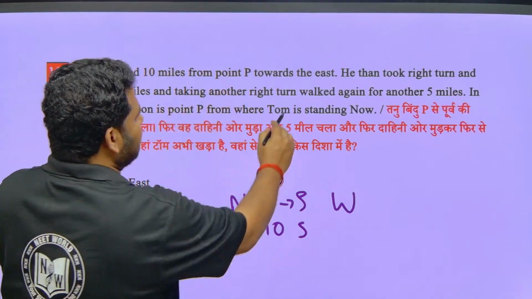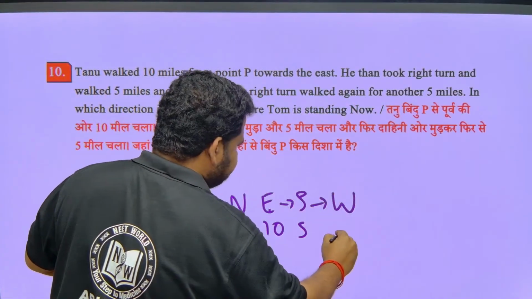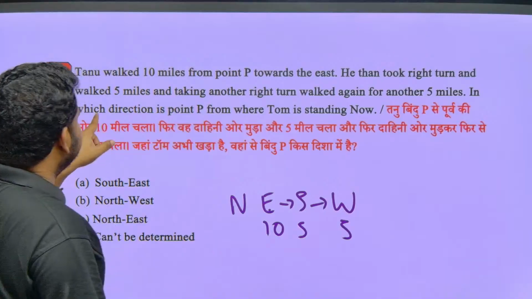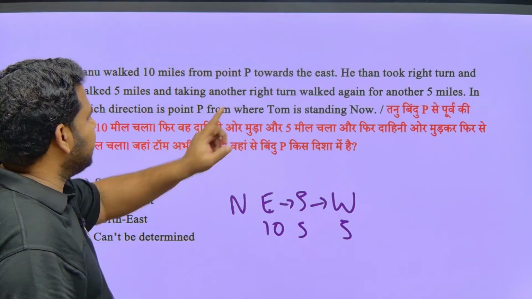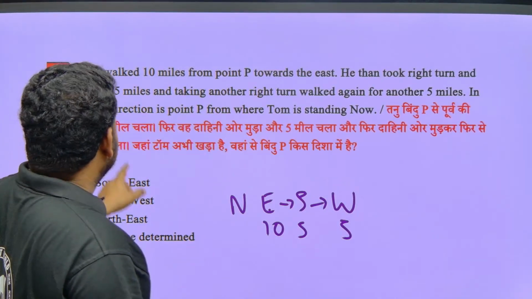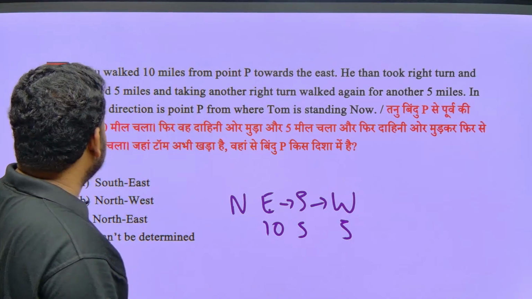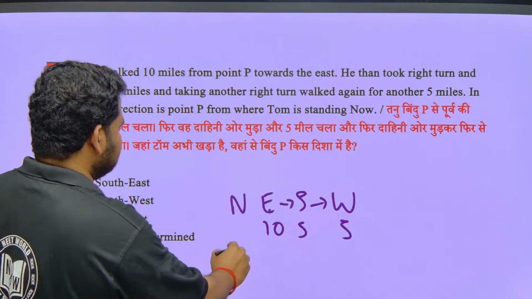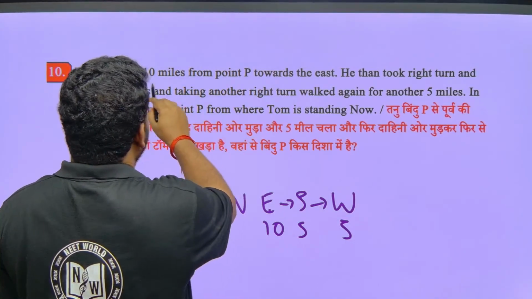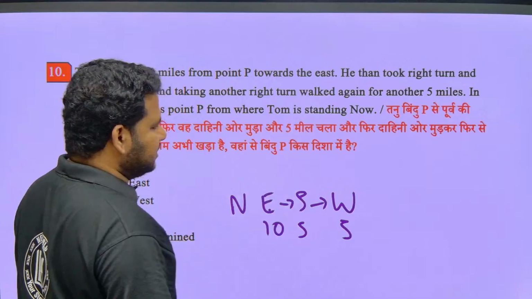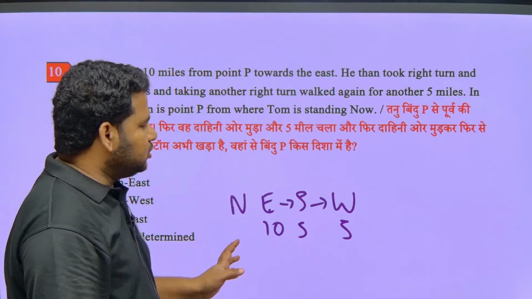Taking another right, he walked again for another 5 miles. Again right means it is west, another 5 miles. In which direction is point P from where Tanu is standing now? This is point P. So Tanu walked 10 miles from point P towards east.